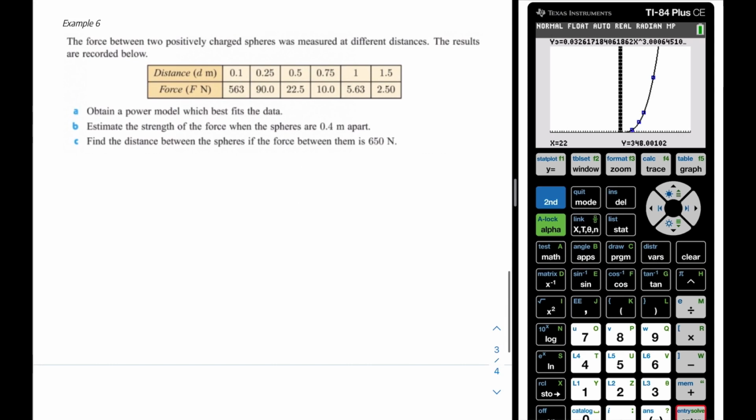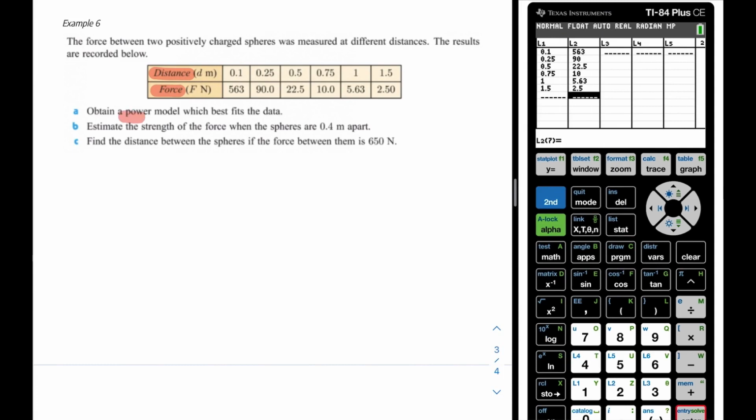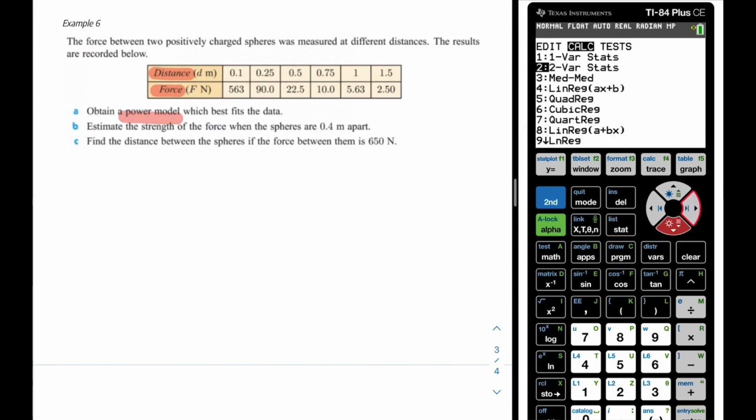So we have another data set, and we're told that the force between 2 positively charged spheres was measured at different distances. The result was recorded. So we have distances and force. Let's first take some time and put this into our calculator. For part A, they're asking for obtain a power model. So power model stats, calculate. We're going to go and choose our power model.